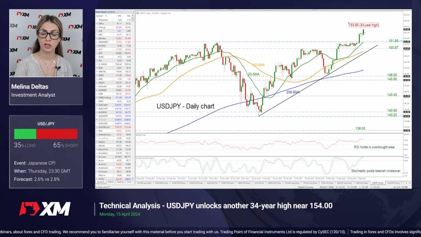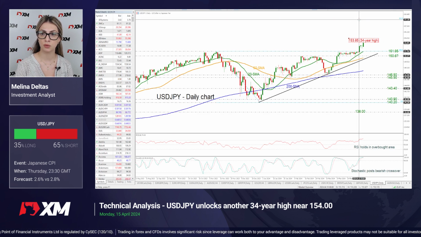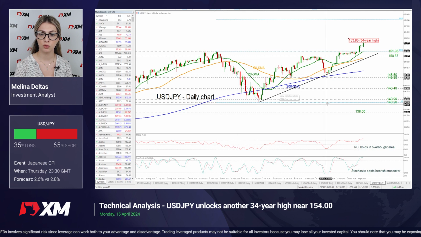Even higher, traders need to be cautious around the next psychological numbers such as 154 and 155 until the 161.8% Fibonacci extension level at 159.18, taken from this down leg here from 151.95 to 140.20.